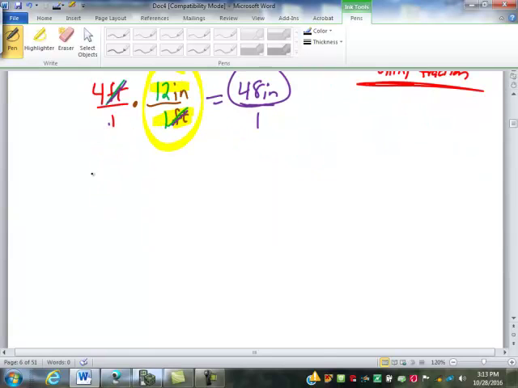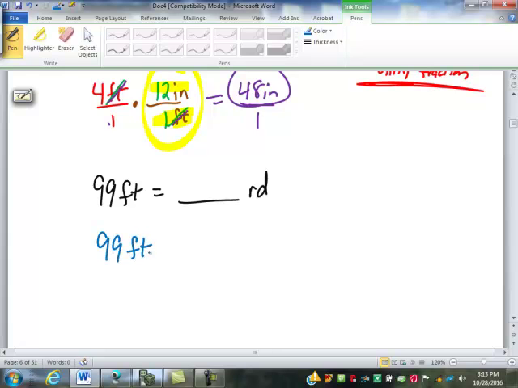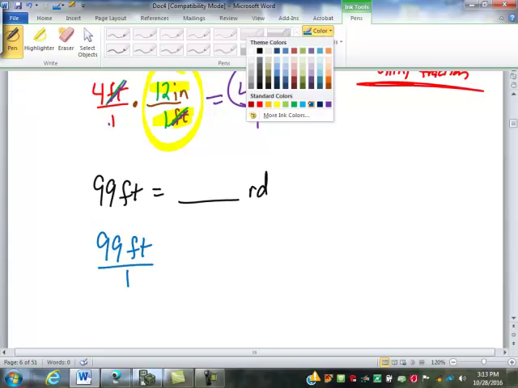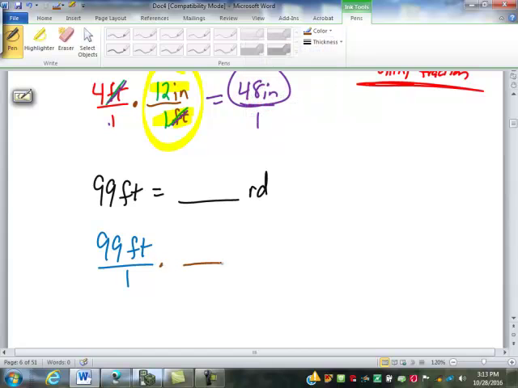But what if I give you something like 99 feet, and I ask you to go into rods? How many of you know off the top of your head how to convert feet into rods? Not so much, right? Well, let's set this up. 99 feet over 1. In our conversion factor here, our unity fraction, it's usually easiest for me to figure out what has to go on bottom. What units has to go on bottom here?